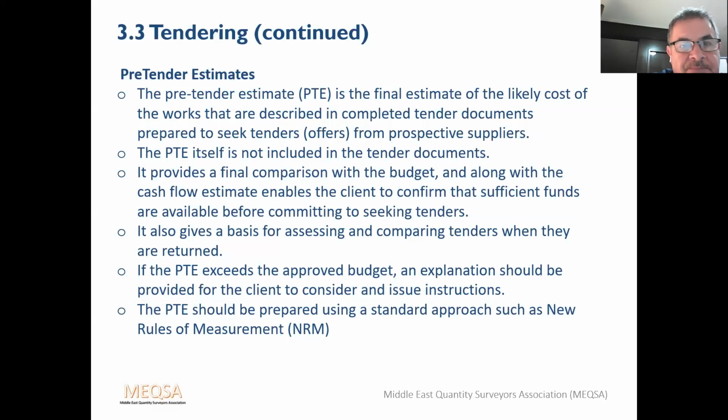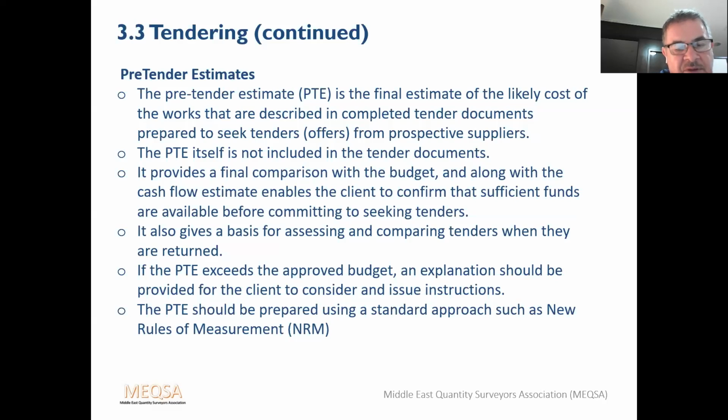Pre-tender estimate. A pre-tender estimate is a final estimate of the likely cost of the works that are described in completed tender documents prepared to seek the tender offers from prospective suppliers and contractors. The pre-tender estimate itself is not included in the tender documents. What actually happens is when the final tender document is issued to the contractors, it's also provided to the project QS, who has already produced a bill of quantities.